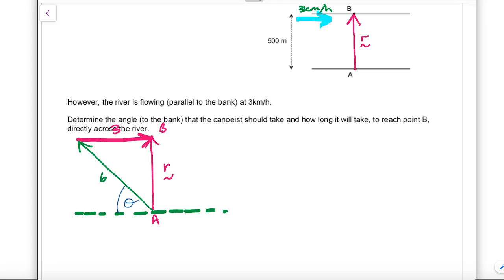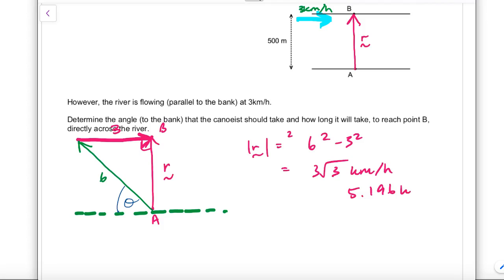So we've made a really nice right-angled triangle here, and we can clearly see that we could use Pythagoras to solve it because we've got a 90-degree angle. So we could say the resultant is going to be the square root of 6 squared minus 3 squared, which would be 3 root 3 kilometres an hour, or 5.196 kilometres an hour as a decimal.